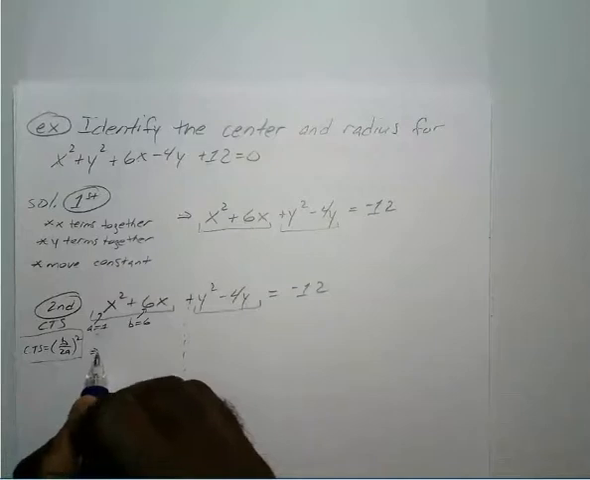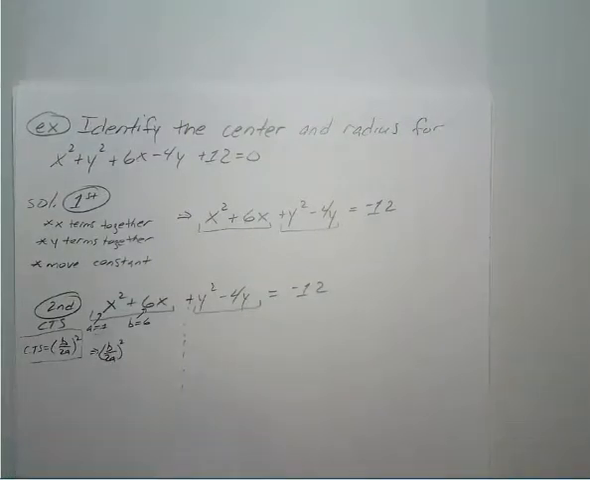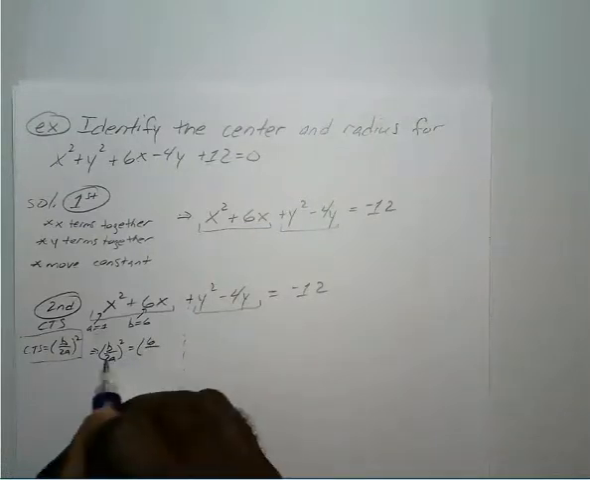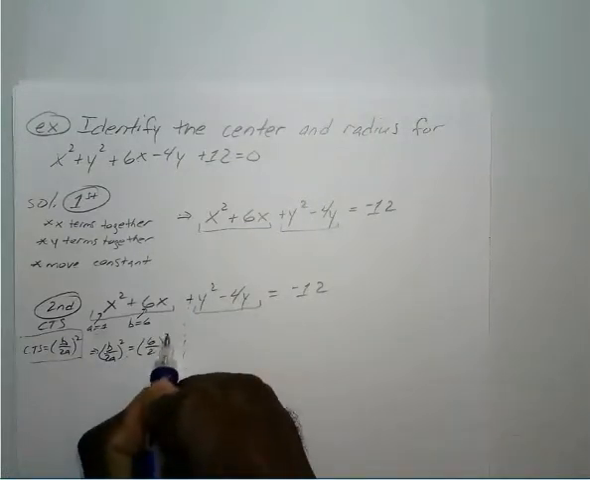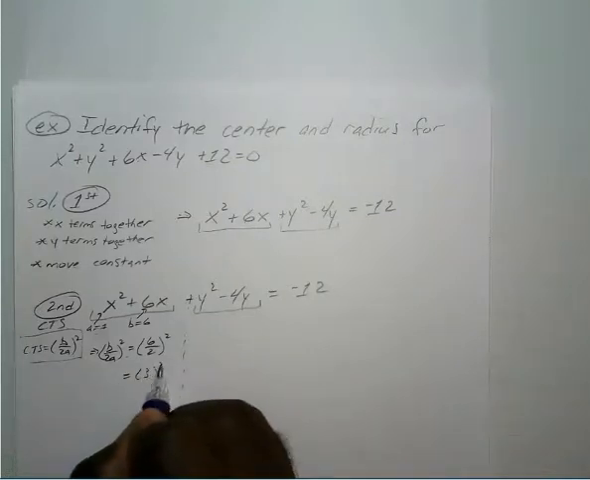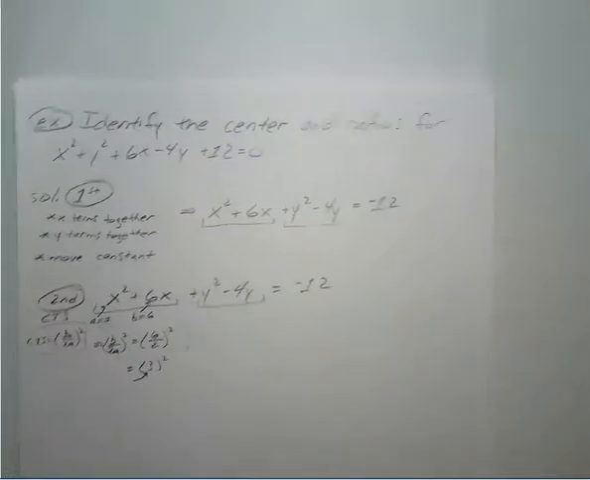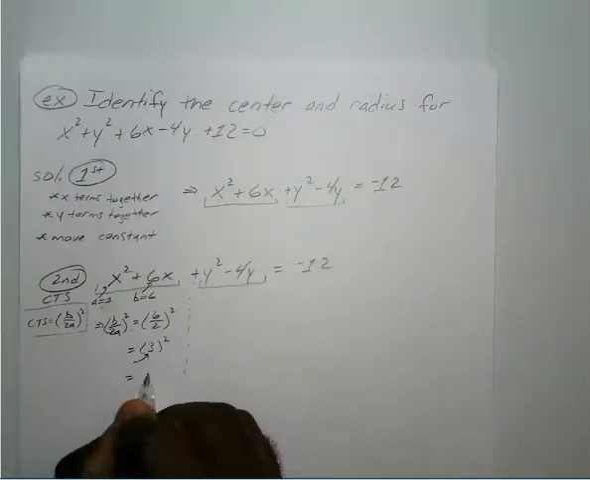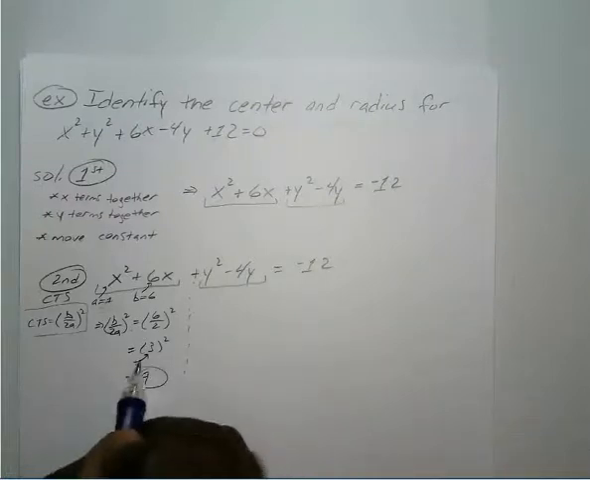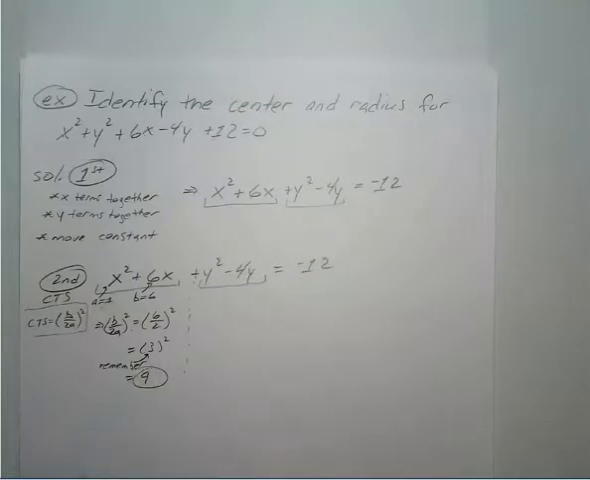Okay, so we know that (b divided by 2a) squared is just (6 divided by 2 times 1) squared, which is equal to 3 squared. You want to remember that value, and 3 squared is equal to 9. But remember, you want to remember that 3.